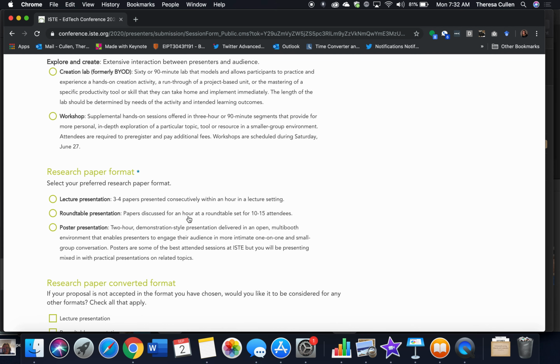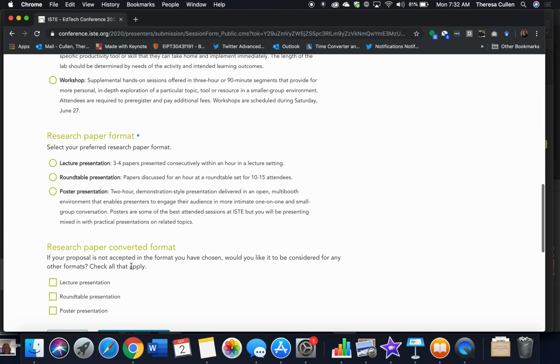A lecture presentation is when you're in a large room and you get like 15 minutes, 13 minutes to present your paper to the large group with other related papers. Roundtable presentations are the most popular, where there'll be like 5 papers going on at the same time and people will come and sit around your table to discuss with you.